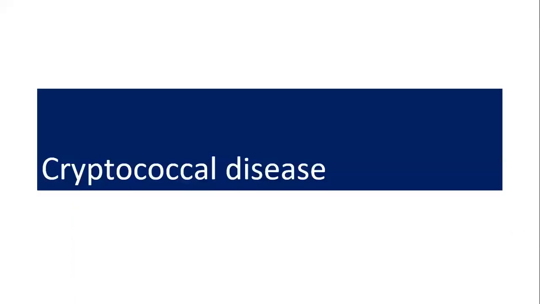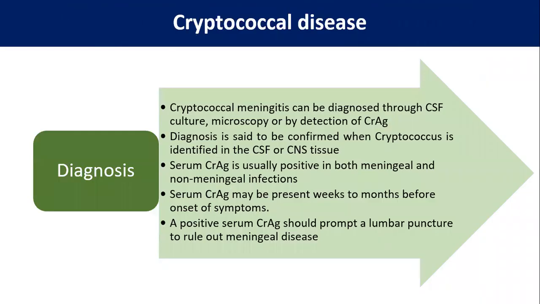Then for cryptococcal diseases. If the person is having, say, cryptococcal disease, the most common form we know is cryptococcal meningitis. So in meningitis, we do a lumbar puncture and study the CSF for culture, microscopy, or for detection of CRAG antigen or India ink mount. And the diagnosis is said to be confirmed when cryptococcus is identified in the CSF or in the CNS tissue.